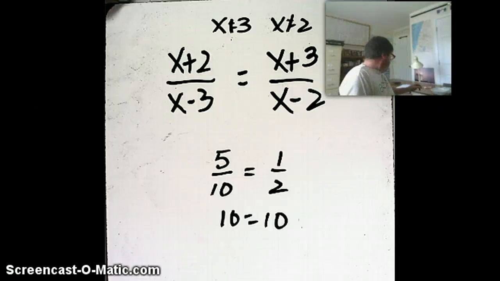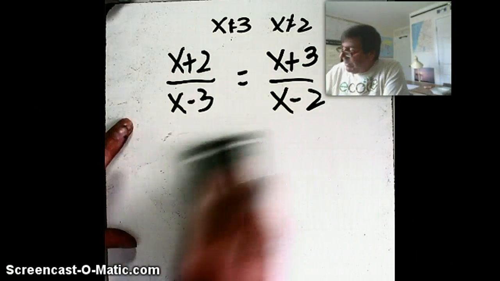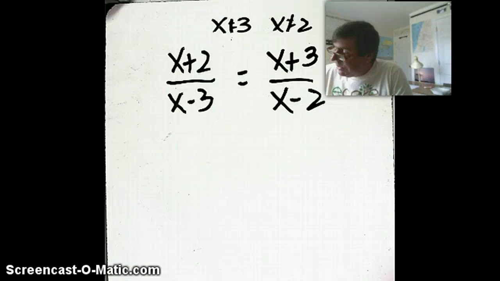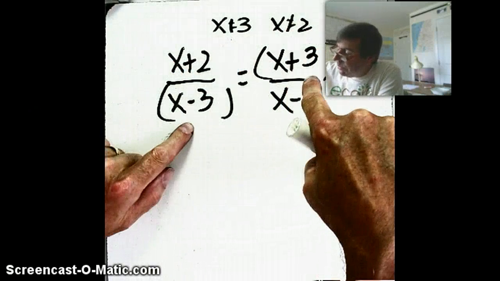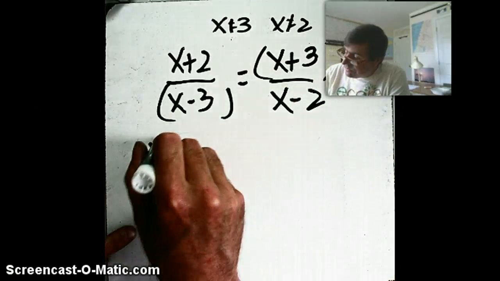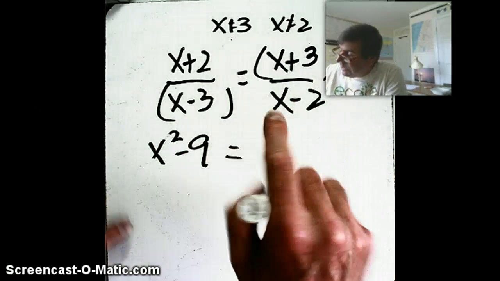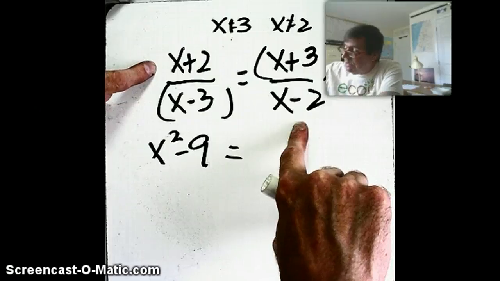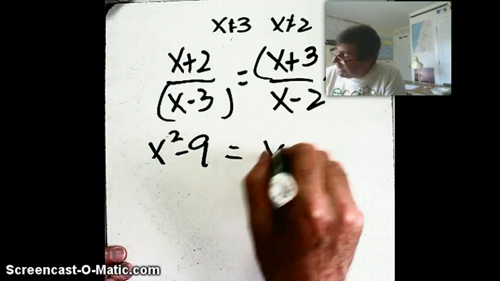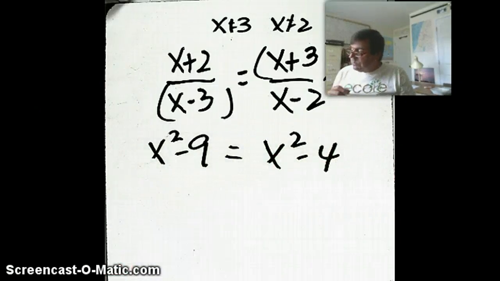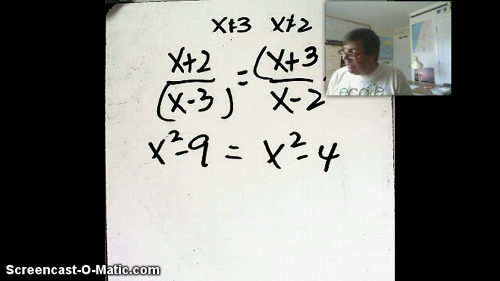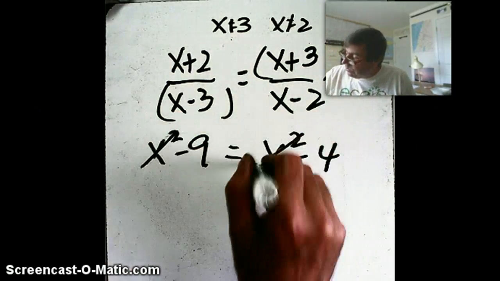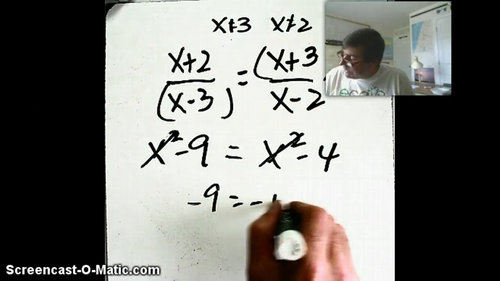Now, you just got to keep working your math, and you got to pay attention to what you're doing. So that's what we're going to do here. We're going to cross multiply. Let's cross multiply these. That will give us a difference of 2 squares, x squared minus 9. Let's multiply these two. That would be x squared minus 4. Now look, we got variables on both sides. It's not a linear equation, but if we drop the variables out, we have what? Negative 9 is equal to negative 4.